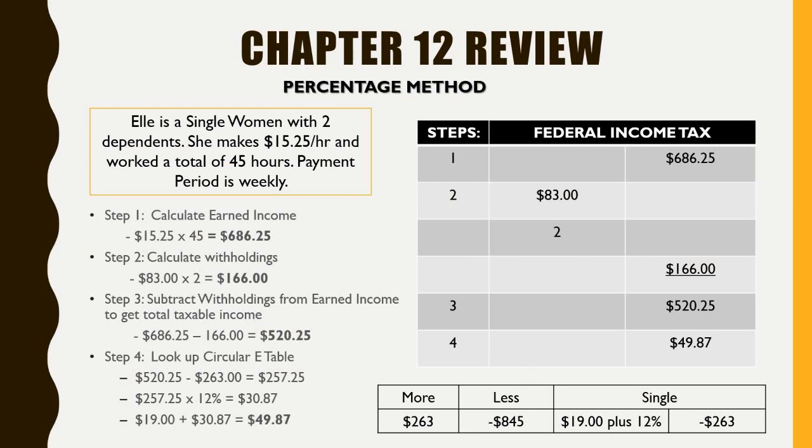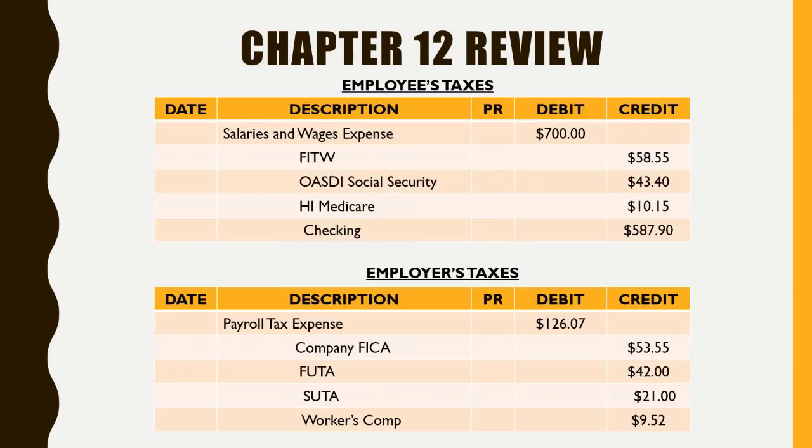And here is an example of how to actually do the percentage method, which we just learned, and how to calculate to get your total federal income tax withholdings. Right. Lastly, this is how you journalize when you're making your payments to your employee, and this is what we're going to be looking at when we're doing our taxes for the employer. Okay.